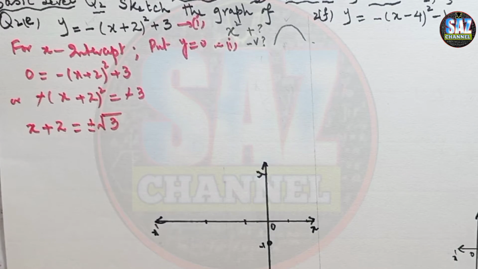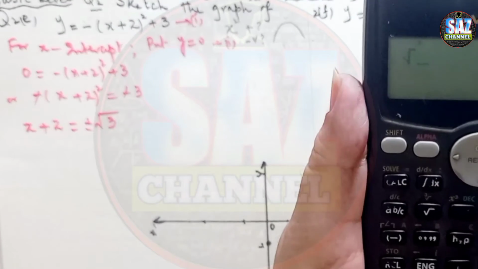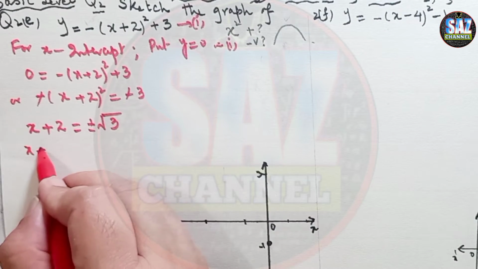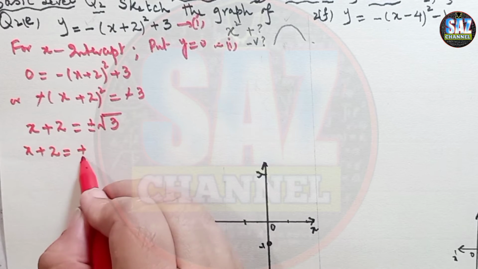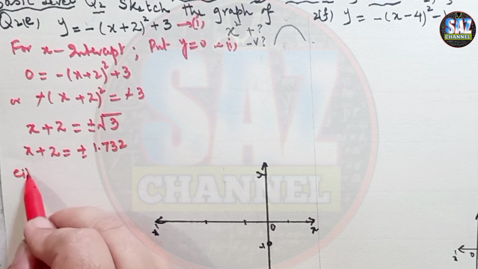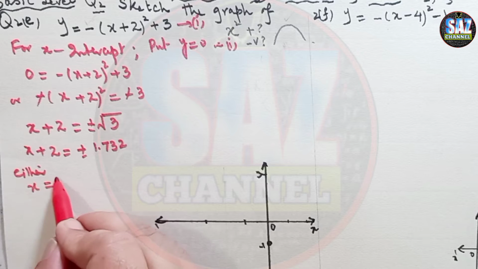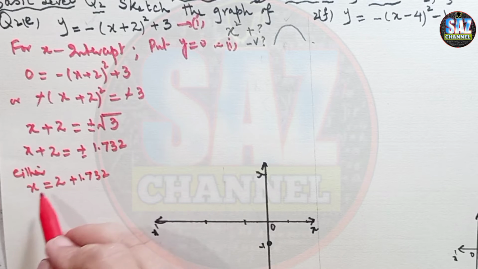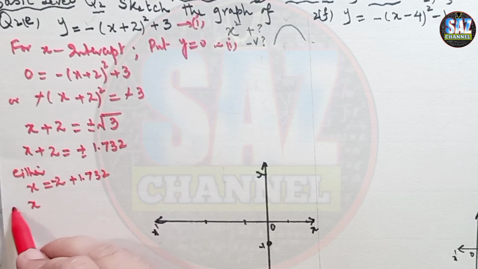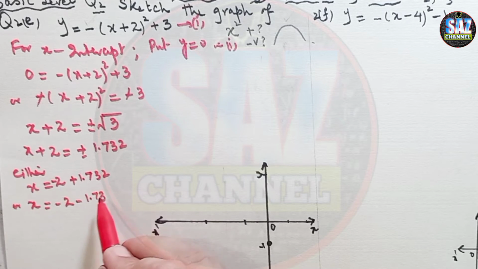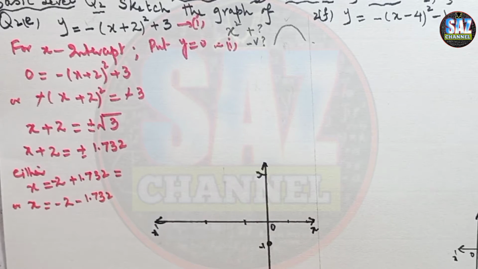And now I have to check the value of square root 3 with the help of a calculator. Square root 3 will be giving me 1.732. So x plus 2 will be equal to plus minus 1.732. So either x equals to 2 plus 1.732, or x equals to minus 2 minus 1.732, and let me solve this.